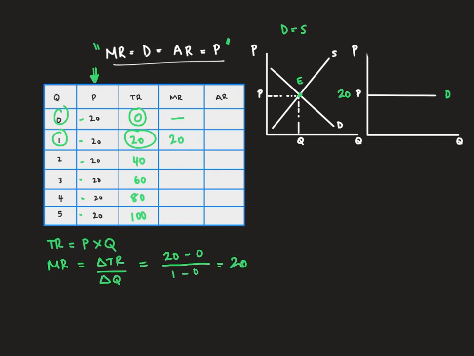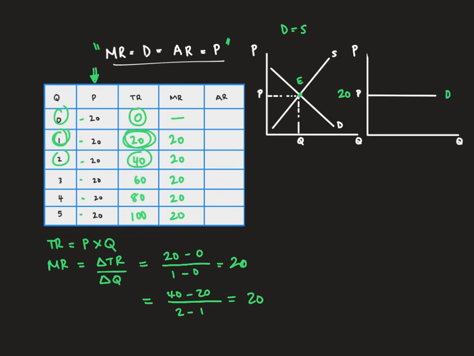So we can fill the 20 in there, and then if we carry on to the next one, we can say 40 minus 20 over 2 minus 1, we should get the next marginal revenue, which is equal to 20, and we can just fill in the rest of the table. We'll see that we can get 20 for all of them. You need to just pause the video and make sure that you get 20 all the way through.